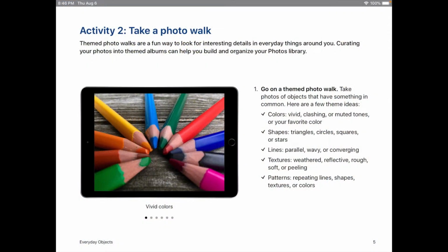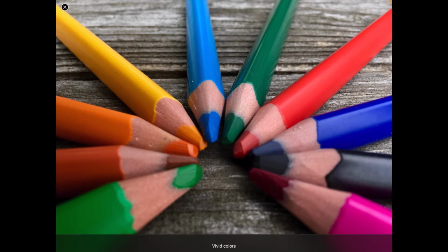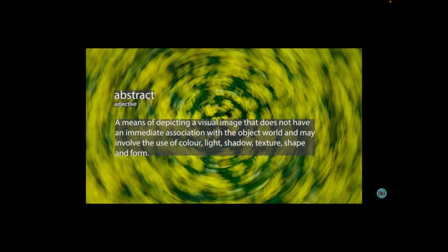I'll go through some examples with you, and then you can go create your own abstract photography. We're going to look for colors, shapes, lines, textures, and patterns. So for instance, if we arranged something like this, you can see that there are bright colors and also lines, and maybe even the wood background provides a little texture. So sometimes these themes will overlap. Many of the images that you take in today's exercise will wind up looking abstract.